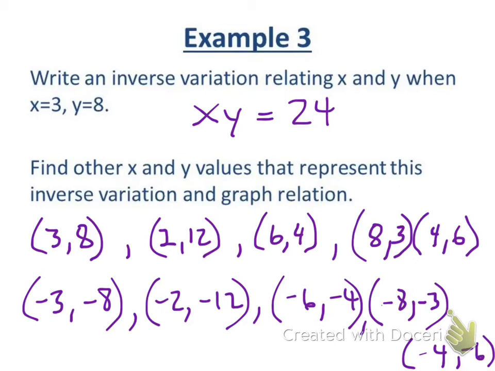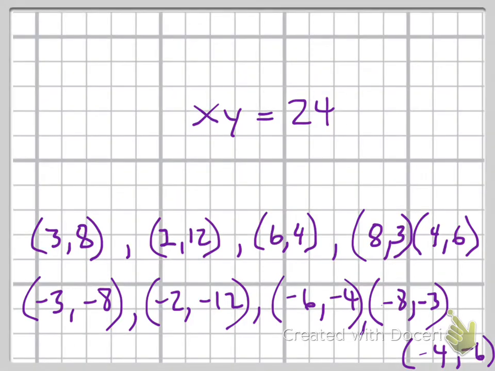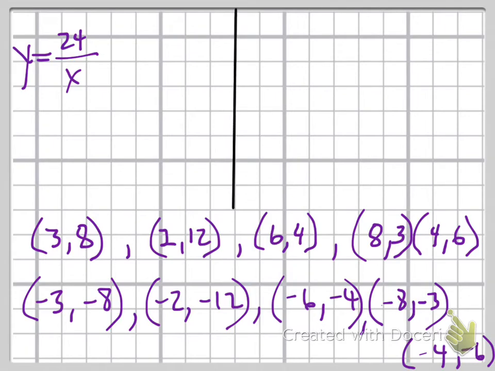Let's have a look at these points that represent this direct variation, inverse variation, y equals 24 over x. This is going to be a very rough sketch because I'm not going to take the time to do a lot of grid lines and things, but all right. Let's start with 2, 12. This is going to be somewhere up here. All right. 3, 8 is going to be just below it. 4, 6 is going to be just below that.